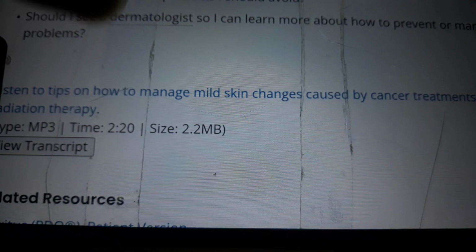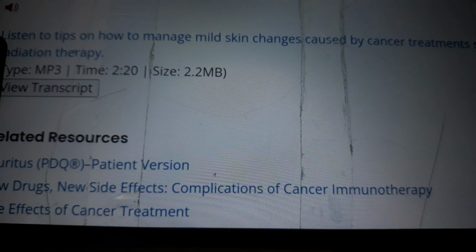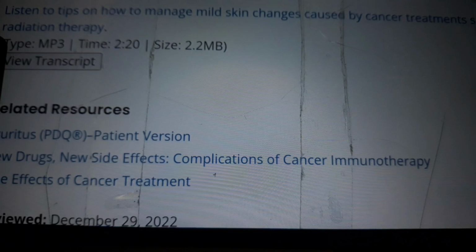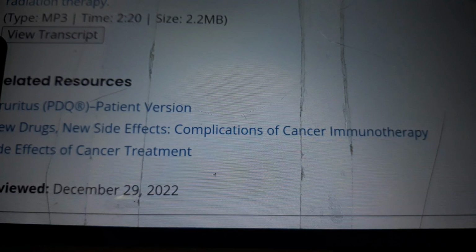Listen to tips on how to manage mild skin changes caused by cancer treatments such as radiation therapy. So here we're listening to that.